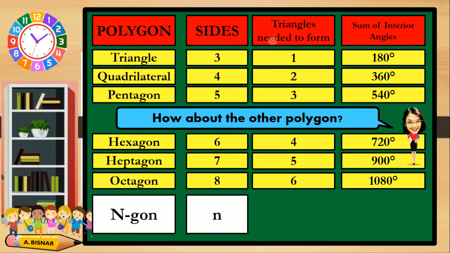Paano nyo nakuha? Ano yung formula sa palagay nyo? At ano yung napansin nyo? Paano nakukuha yung triangles needed? Even though without illustration, even though we didn't draw the hexagon, the heptagon, and the octagon, how did you get the triangles needed to form these angles? Ano po yung ginawa? Anyone?